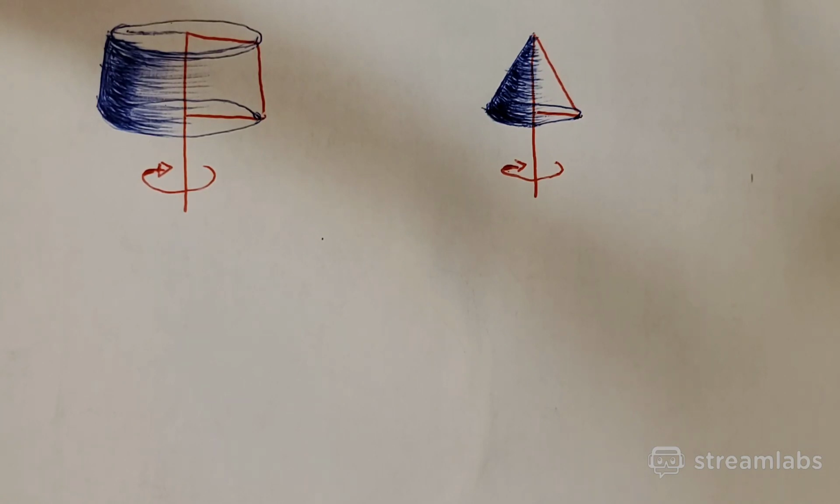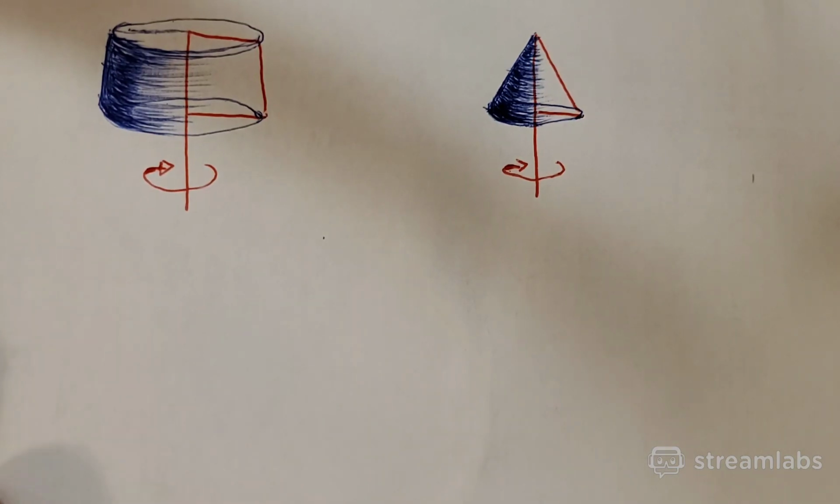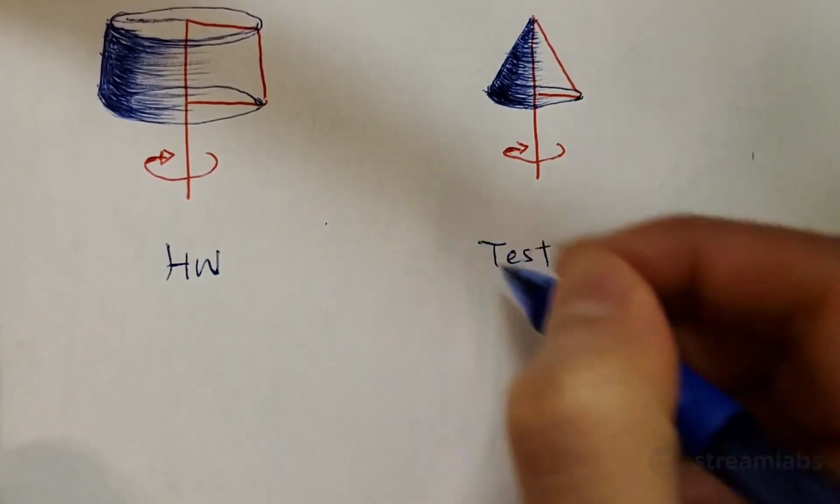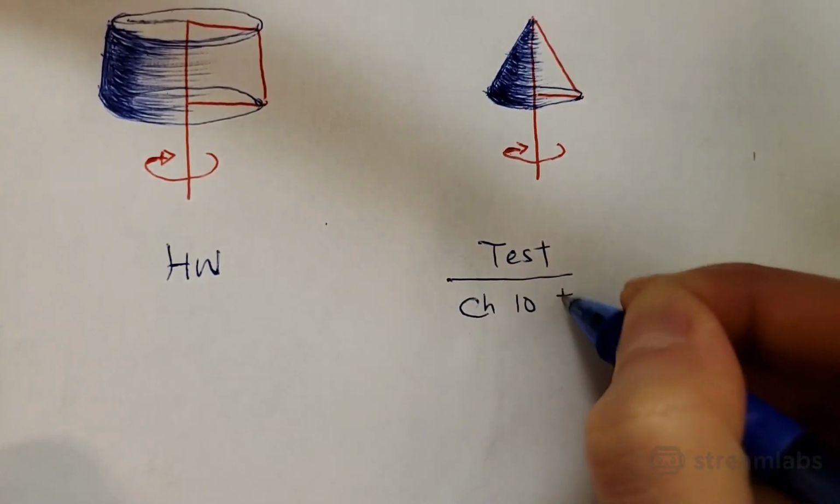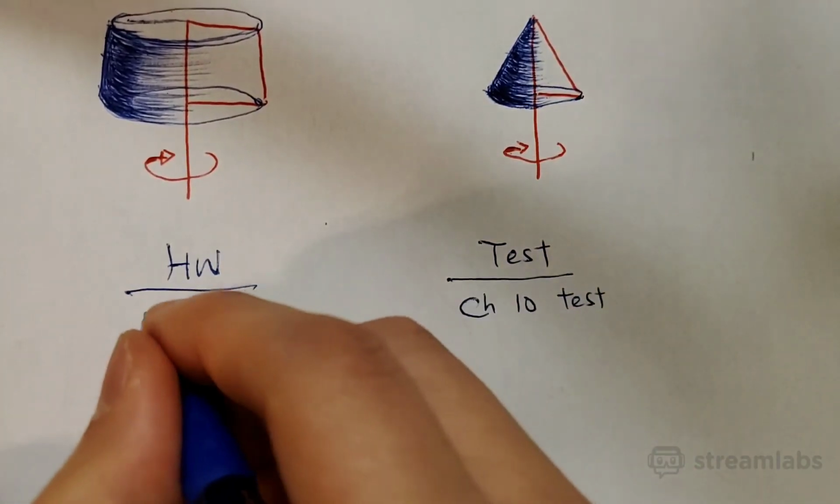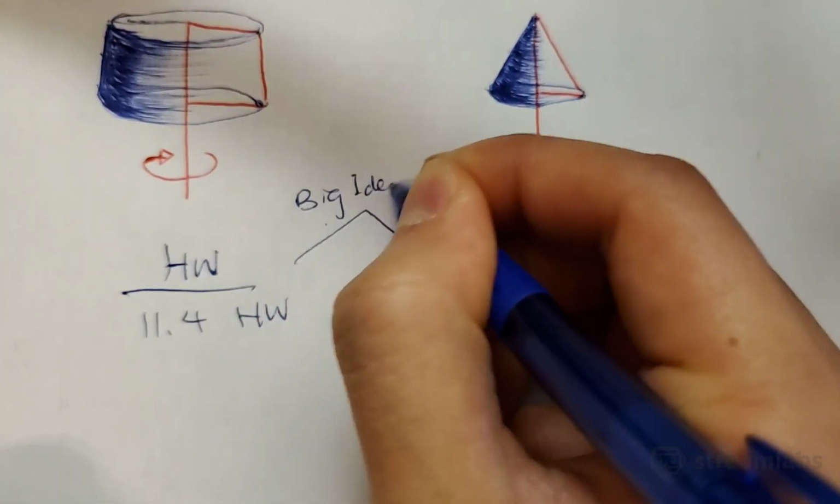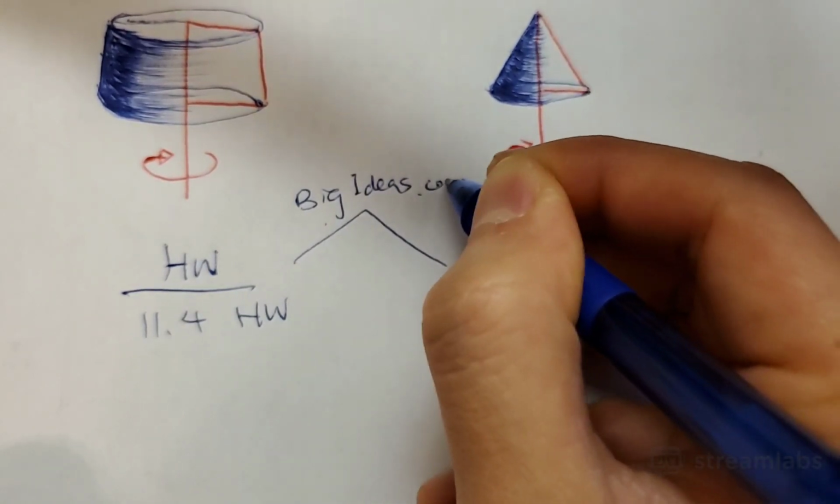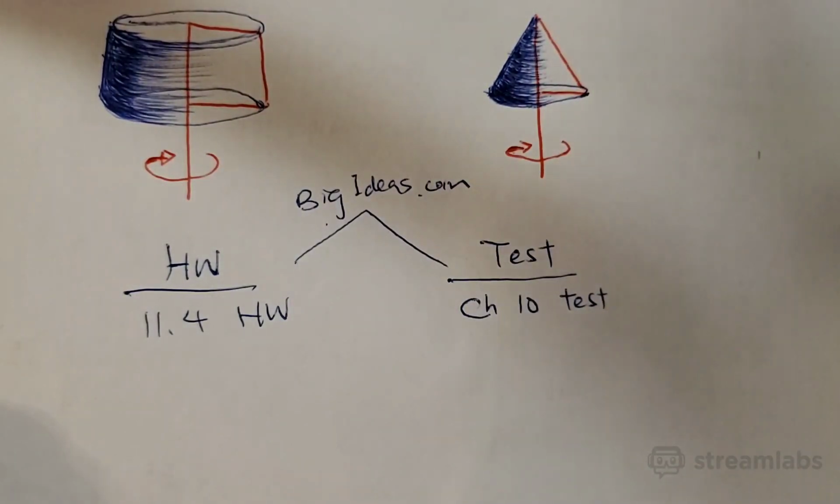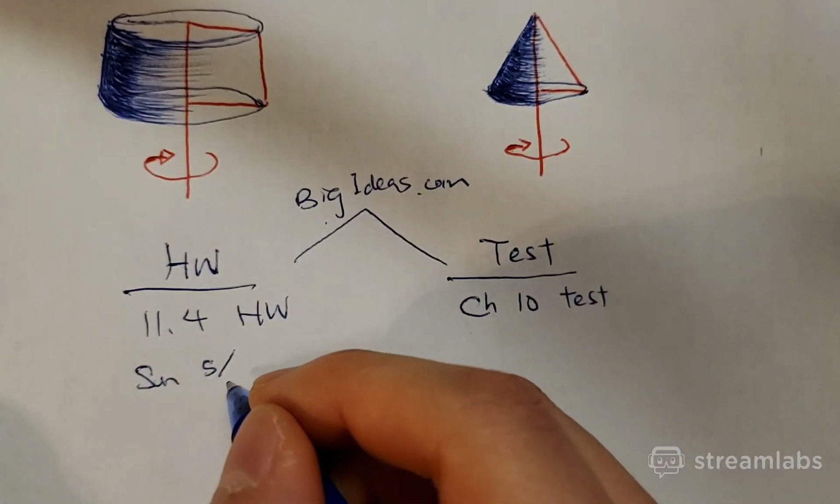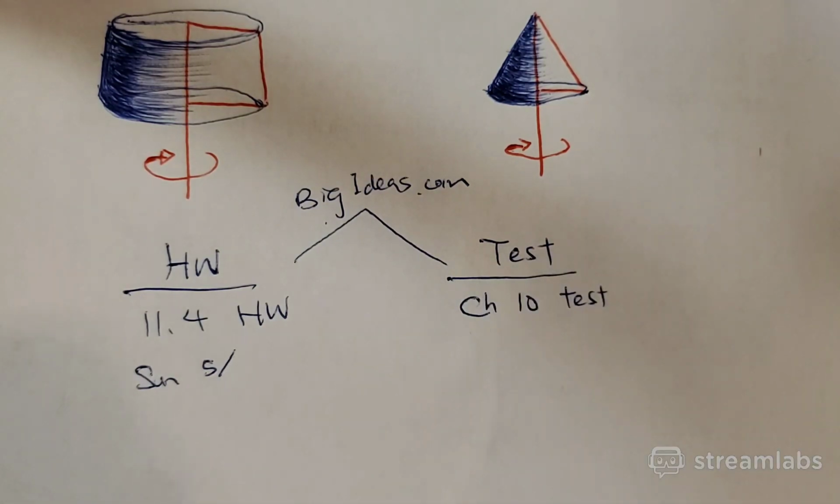Understand what's going on in this section. This is pretty much it. There aren't a lot of things to worry about. So your homework and your test, right? The test is this week, remember? This is the chapter 10 test. And then the homework is 11.4. It's already on Big Ideas. Both of them are on BigIdeas.com, okay? Homework is due Sunday. I think Sunday is the 10th? Can't remember. Yeah, the 10th. Okay, that's due.